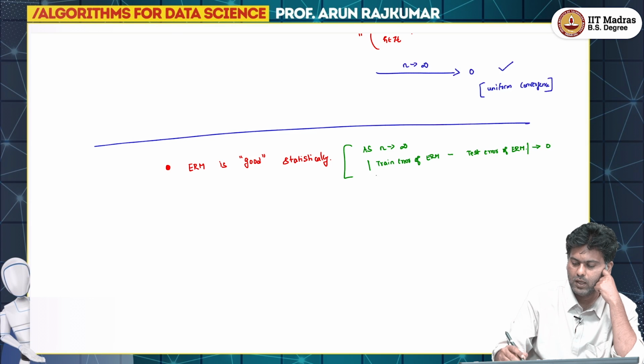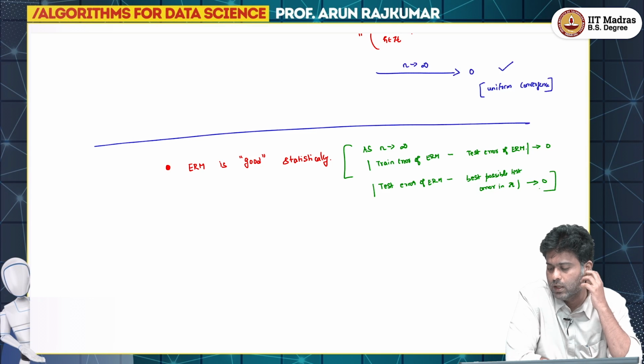That's the first thing. The second thing is that the test error of ERM minus the best possible test error in H, this difference also goes to 0. This is a great thing, because both the generalization and the estimation error go to 0, which means that we have almost cracked what we want.